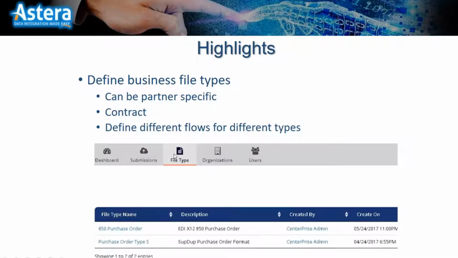On the file type screen, you're able to define what those file types are. They're basically the contract between you and your customer. So, to bring in Bob and Abby again, Bob defines what these are, because he has an understanding of what the super duper purchase type is, and he knows exactly what an 850 is. So these are user-defined types that represent one of these formats.